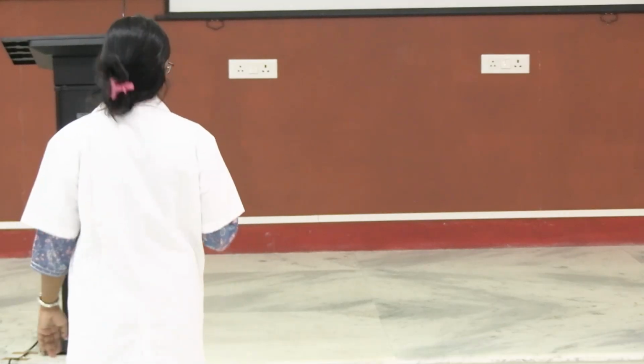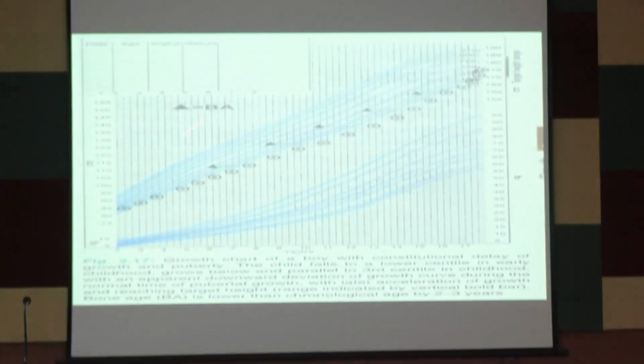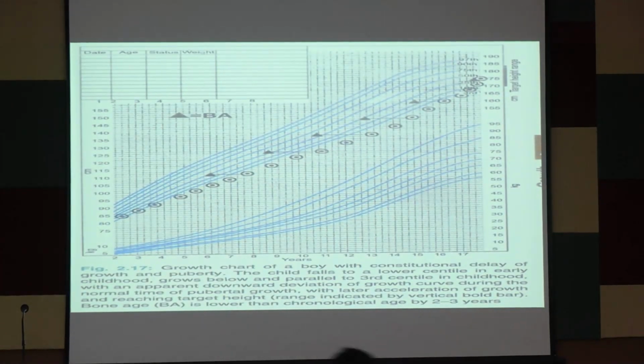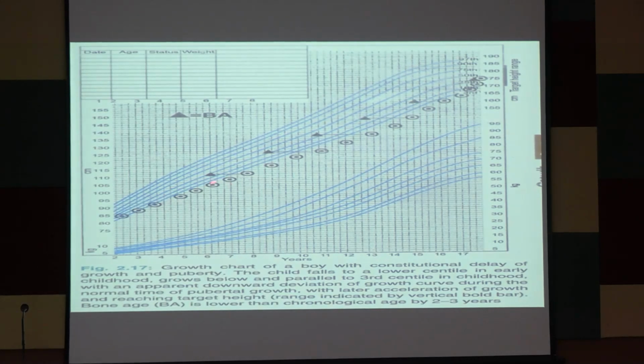Look at the graph. See, the birth weight is normal, but then it is going towards the right. It is coming down below the 3rd percentile. It is persisting below the 3rd percentile, but at 18 years of age the growth spurt is delayed. The final height is, look, at the 75th to 50th percentile.